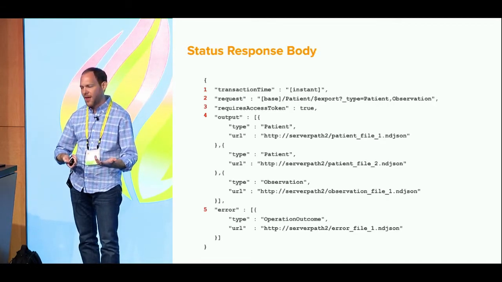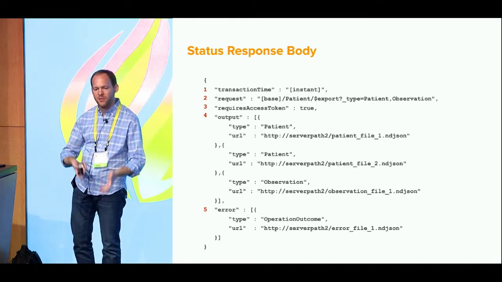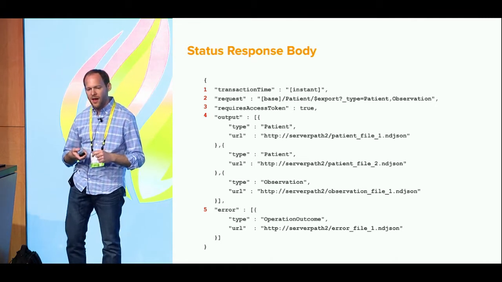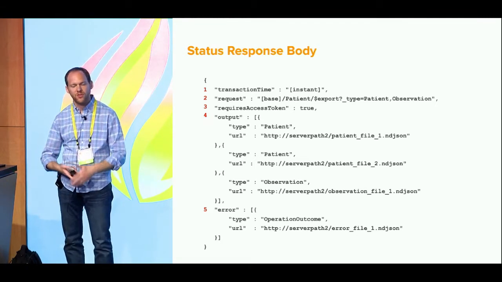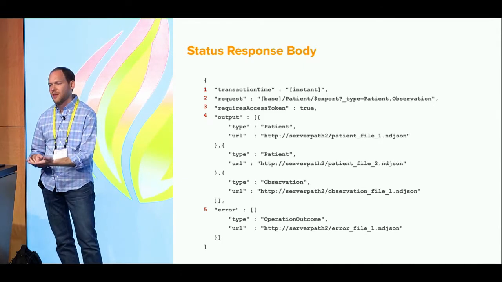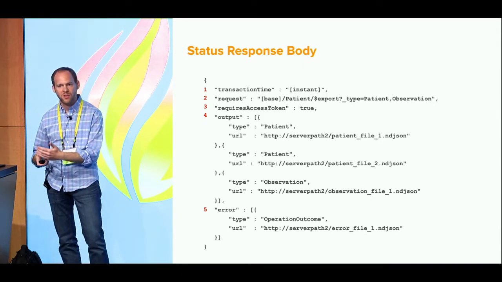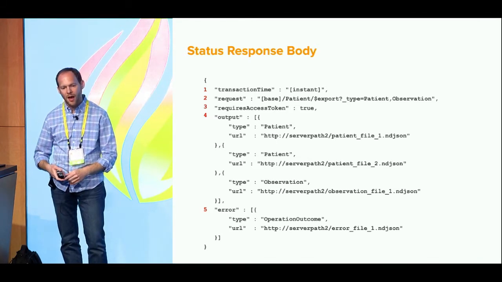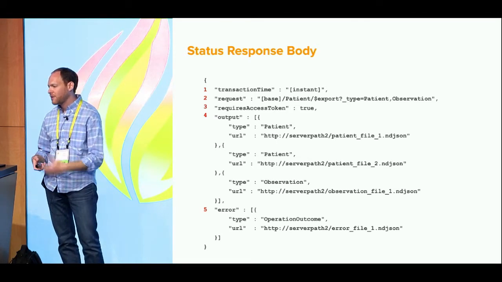And in the body of that request, we get this response JSON object. This is kind of interesting. This is the actual result of your bulk data export. You get a few things here. You get that transaction time that we talked about, which you can use in subsequent requests to say, give me everything after this timestamp. You get your request reflected back on line 2 there.